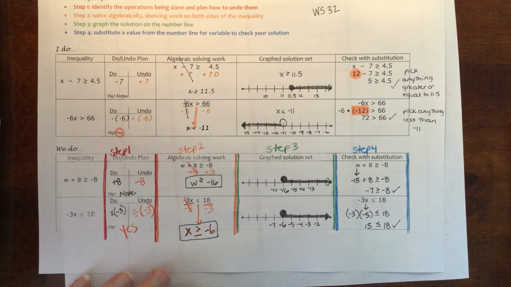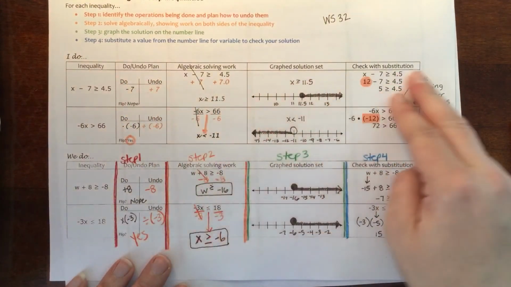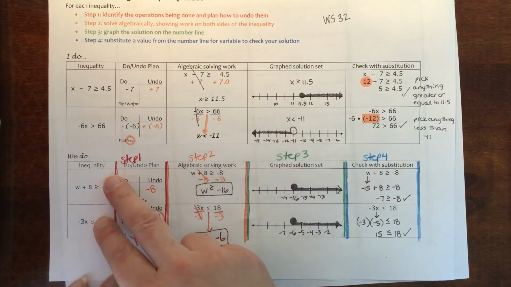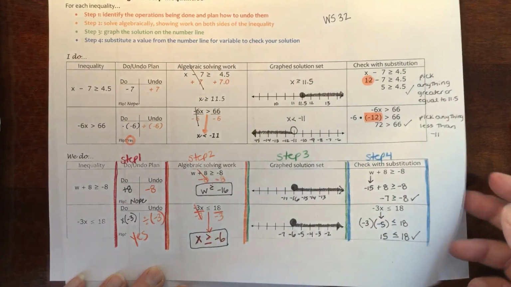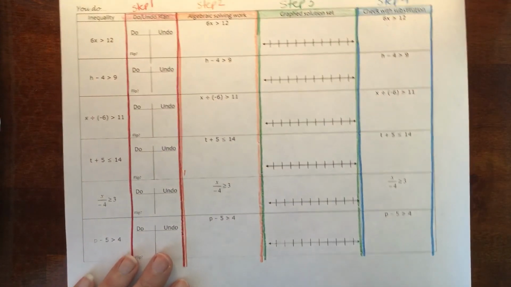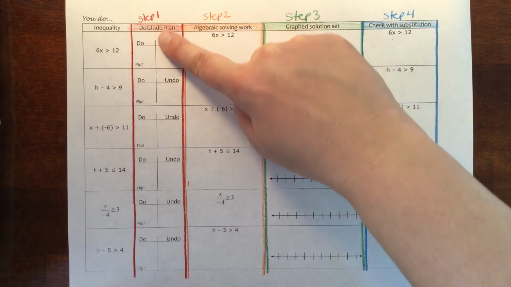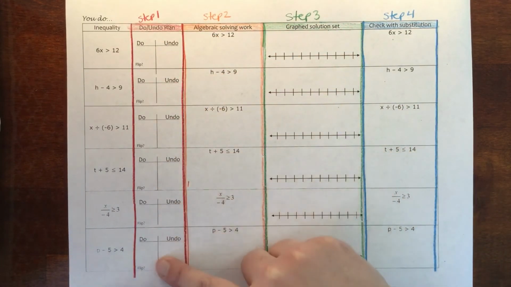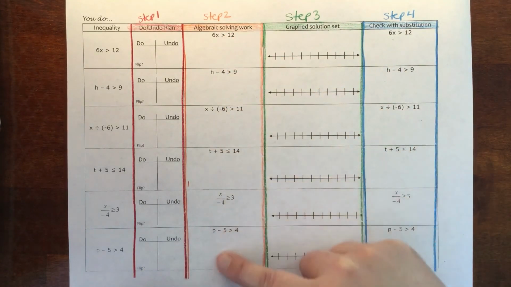You now have 4 examples. These that I already did, these that we did together. Now it's your turn. Show step 1 for each problem here. If you see multiplying or dividing by negatives, you have to flip. Show your solving work right here.